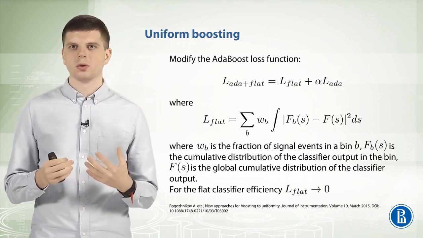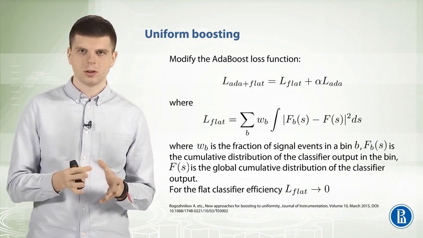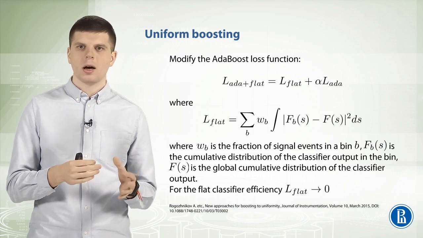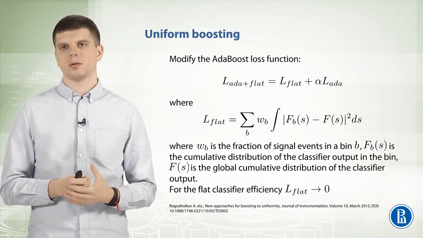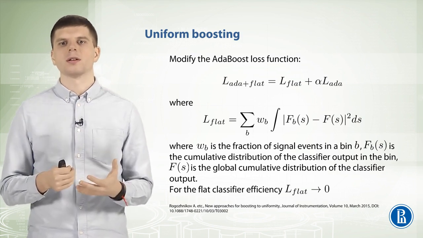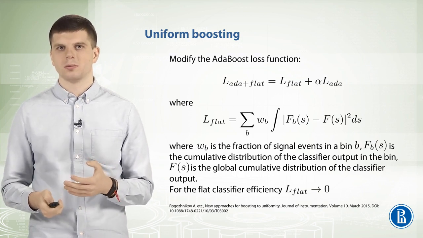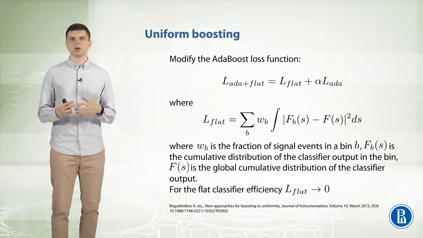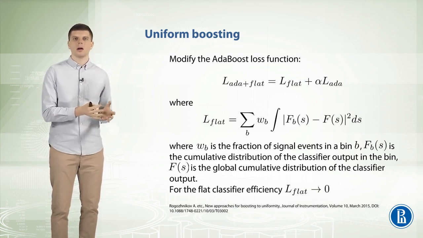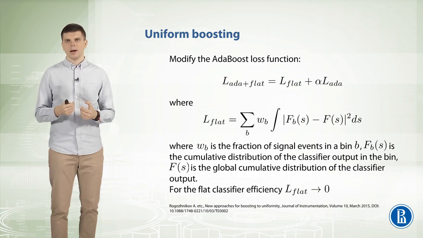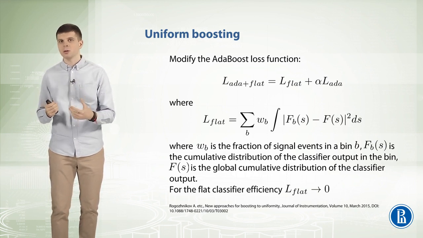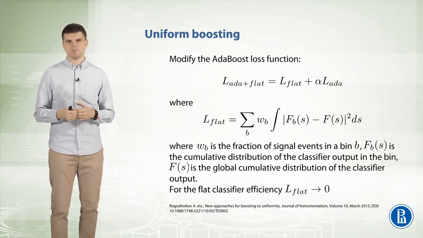This term tries to minimize differences between the global distribution of the classifier output and the output distribution in the bins during the classifier training. In case of ideal flatness, this term is close to zero. The modified loss function provides a trade-off between classifier quality and classifier output flatness. The better the flatness, the worse the quality of particle type identification. And the balance is determined by the requirements of the problem you solve using such a modification.